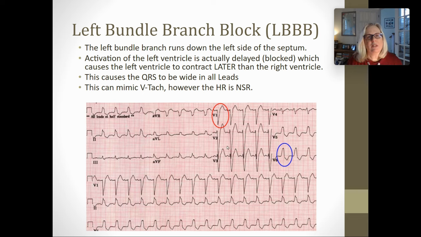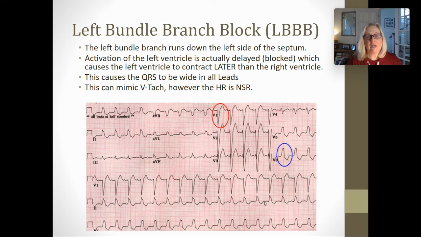And if you remember, this is what a PVC looked like. Remember, this looked like a PVC? And we also talked about VTach. Now, VTach looks just like this, except the heart rate is much faster. So this is the left bundle branch block. We can tell the difference between VTach and left bundle because this would look like monomorphic, but it's not monomorphic because it's not fast. We have a heart rate of about 90. So that's a normal heart rate for us, that NSR heart rate.